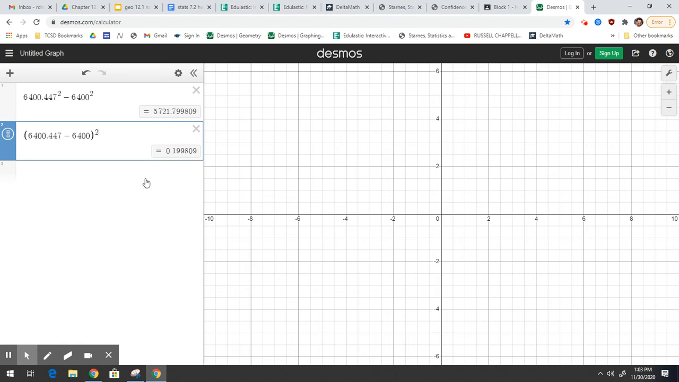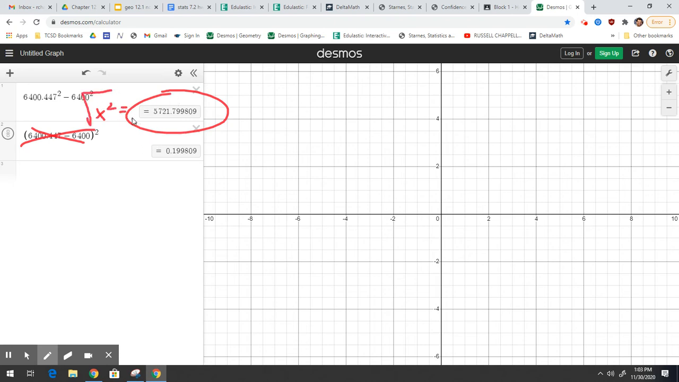So do not do it this way, right? Do not try to subtract the numbers first and then square. You must do it just as this is. And again, it's just to save some writing. So this is what x squared equals. X squared equals that. So now to get x by itself, I need to take the square root.